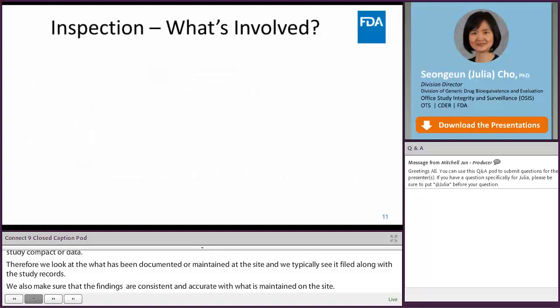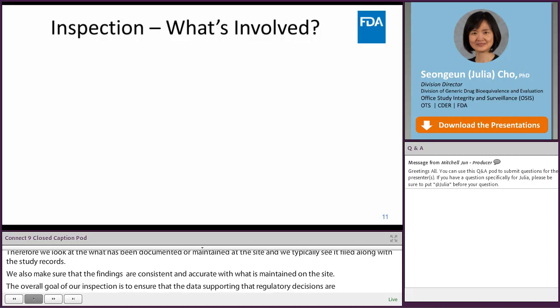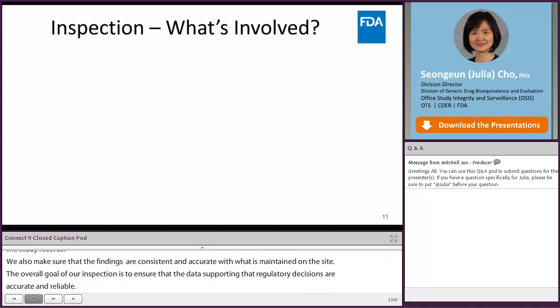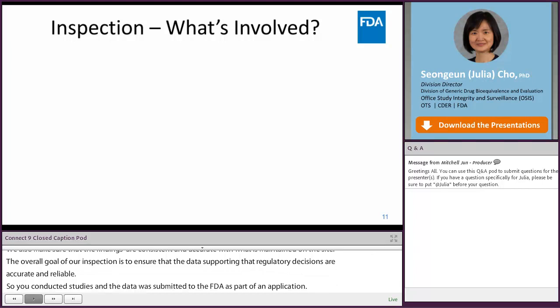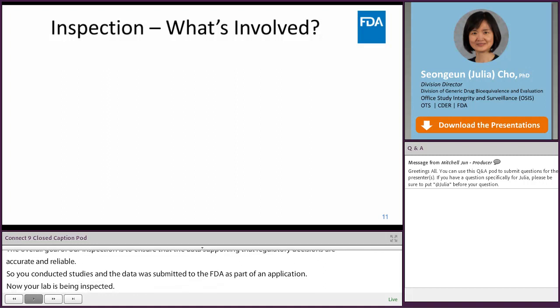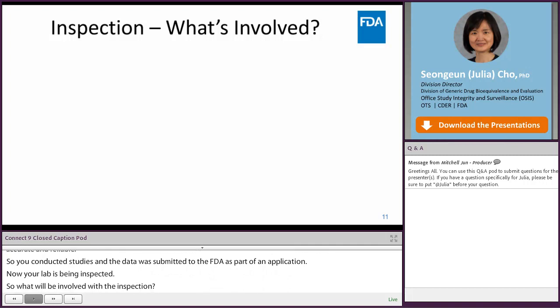So you conducted bioanalytical studies, and the data were submitted to FDA as part of an application. And now your lab is being inspected. So what should you expect and what will be involved in the inspection? We talked about a lot of documents and records so far. So when we arrive on the first day, we'll be asking you to bring all those documents, and we will review them.